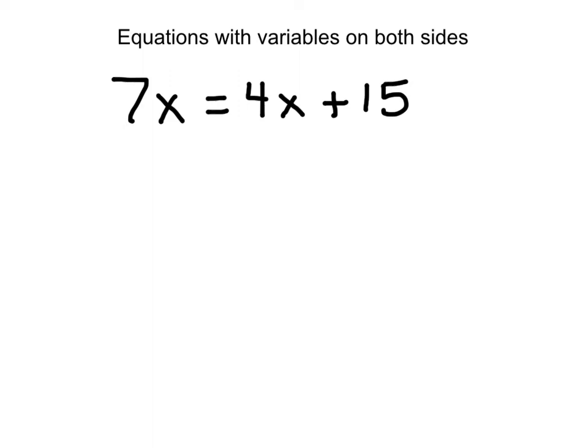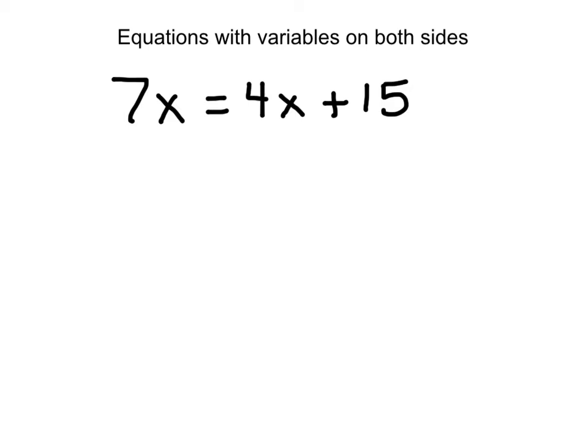Today our lesson is on solving equations when you have variables on both sides of the equal sign. Whenever you have variables on both sides of the equal sign, what you need to do is to get all the variable terms on one side. So here we have 7x on the left and we have 4x on the right. It doesn't matter which side you gather the x terms on, as long as they're all on the same side. So here I have a choice.